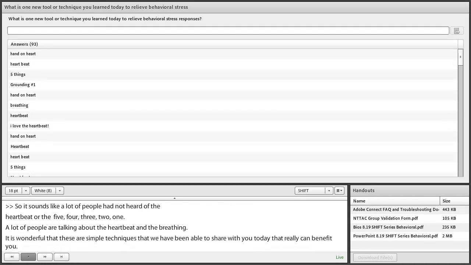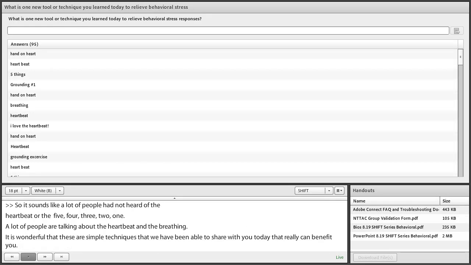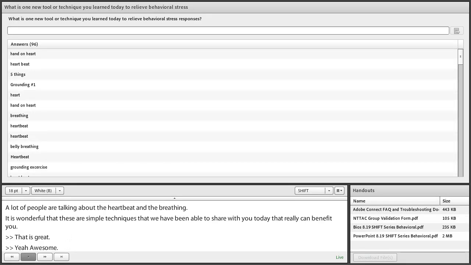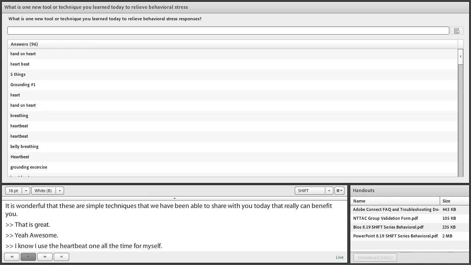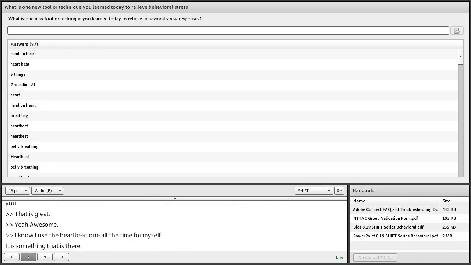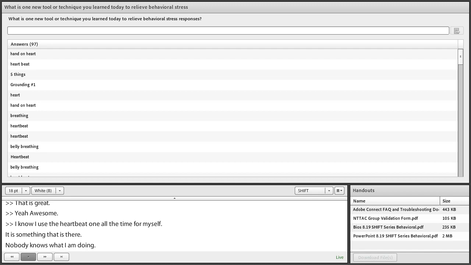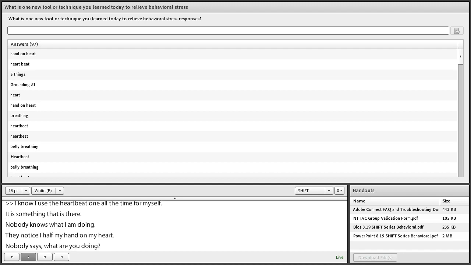Awesome. I know I use the heartbeat one all the time for myself because nobody knows what I'm doing. They're just noticing that I've got my hand on my heart, and nobody really says, what are you doing? They look at you and then look away because it's not such an obvious thing as if I was sitting closing my eyes and doing a meditation or something. It's something very innocuous that people don't notice, that really helps me out, and I can do it anywhere.